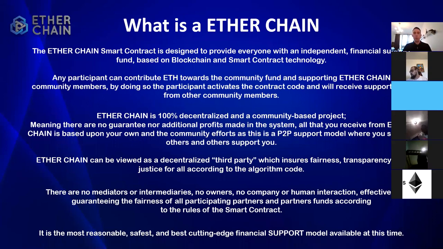EtherChain can actually be viewed as a decentralized third party, which ensures fairness, transparency, and justice for all according to the algorithm code. There are no mediators or intermediaries, no owners, no company, and no human interaction, which is effectively guaranteeing the fairness of all participating partners and partners' funds according to the rules of the smart contract. It is by far the most reasonable, safest, and best cutting-edge financial support model available at this time.